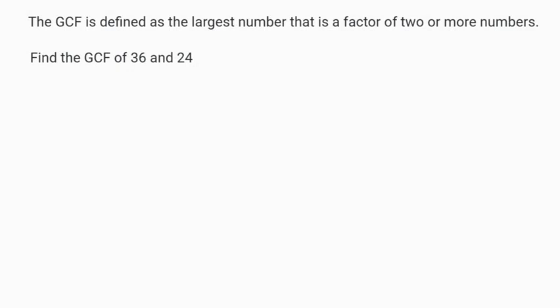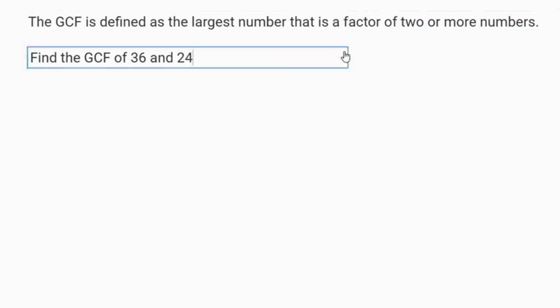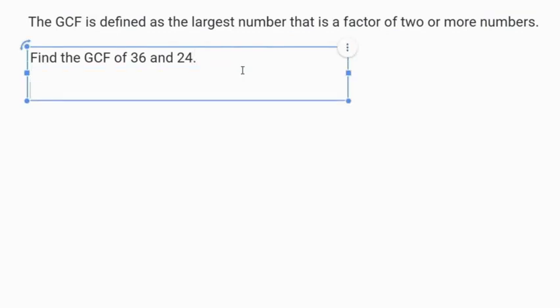Greatest common factor. The greatest common factor, which you probably guessed by the name, has something to do with factors. It's defined as the largest number that is a factor of two or more numbers. So for example, between 36 and 24, you're going to find the largest common factor between each of those lists of factors. You're probably going to understand by the end of this example.